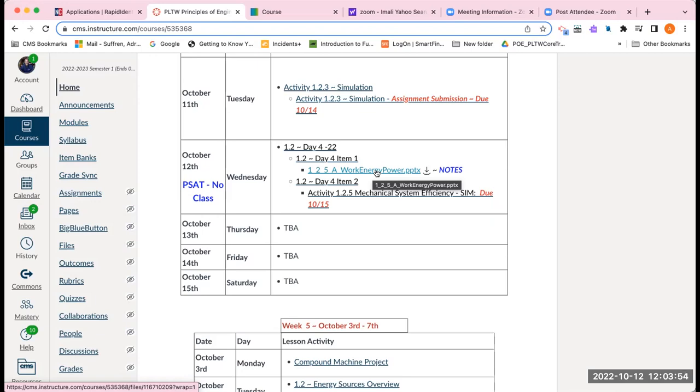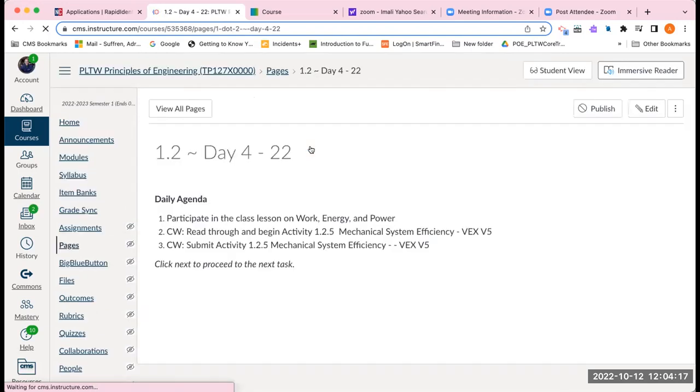Study them every day. And if you take a look at day 1.2, day 4, item 2, this is your activity that you're going to complete and submit on or before Saturday, October 15th, okay? So let me go ahead and click on day 4.